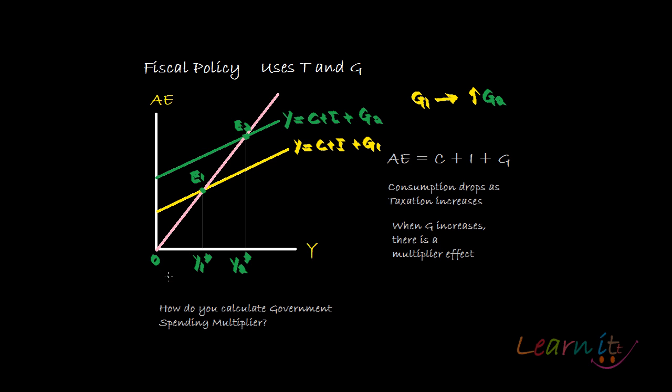As you can notice, this parallel shift is defining the amount of increase in the government expenditure. This is the increase in delta G, but this much is the increase in delta Y. So this is due to the multiplier effect. That is, output in this economy has increased by more than the amount of increase in the government expenditure. So when G increases, there is a multiplier effect.